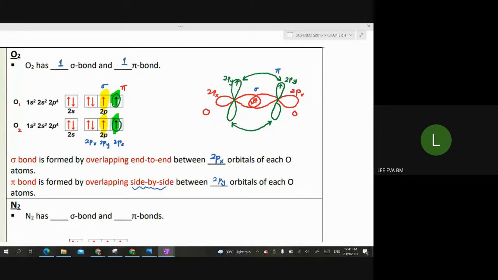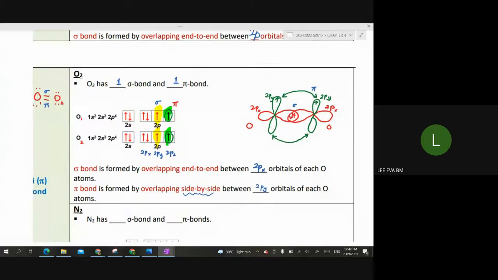Okay. So end to end refers to sigma. Side by side refers to pi bond. So refer back to your Lewis structure. That's one sigma. There's one pi bond. So bila awak lukis overlapping, kena make sure awak punya bilangan pi dengan bilangan sigma sama dengan awak punya Lewis structure.